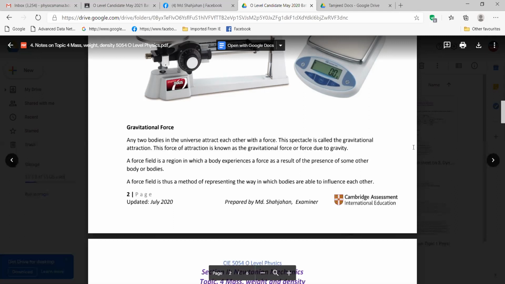A force field is a region in which a body experiences a force as a result of the presence of some other body or bodies. So it is clear that if you are in the gravitational field, where the force of attraction can work, that's giving you the force, right? Otherwise, you will not feel the force.